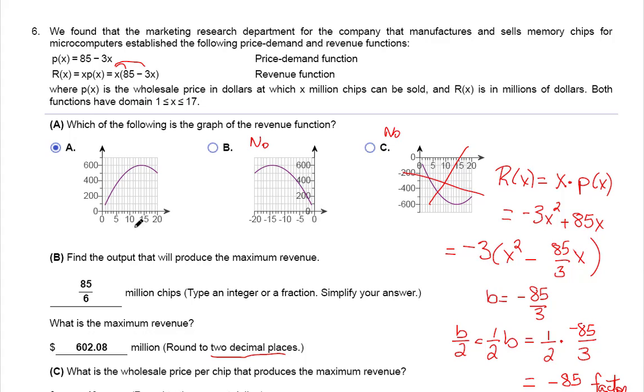Well, look at the values. Here are your X's for your revenue. Look at these X's. These X's are negative. How can I produce negative items? So therefore, I know it can't be B. So here's my graph. And so looking at that, I need to figure out, well, where is the maximum? Well, I can't exactly tell from the graph, but I can kind of see it's between 10 and 15, somewhere in here, and it's around 600 for the highest.